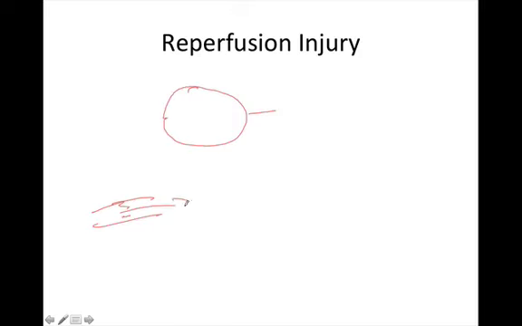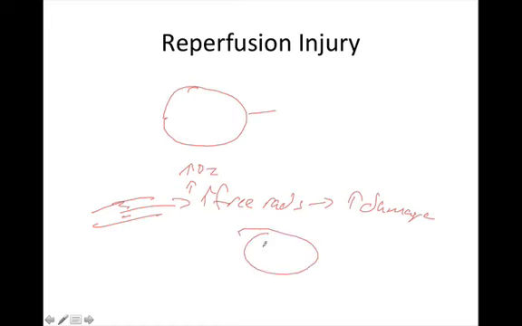So how do I have this? Reintroduce blood flow, increase in free rads, then we'll go increase damage. Because as we reintroduce blood flow, that's going to increase oxygen. And then I was in the middle of drawing a cell here.